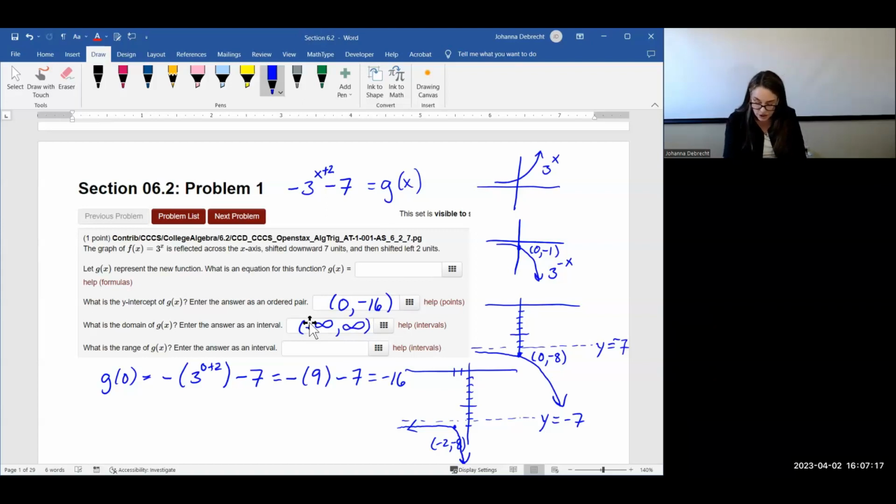What is the range? Well, now look at this down here. My horizontal asymptote is negative 7. That's sort of a ceiling. It can go below negative 7, but it can't go above it. So it comes from negative infinity and it comes up towards negative 7, but it never reaches it. So that's an open parenthesis at negative 7.